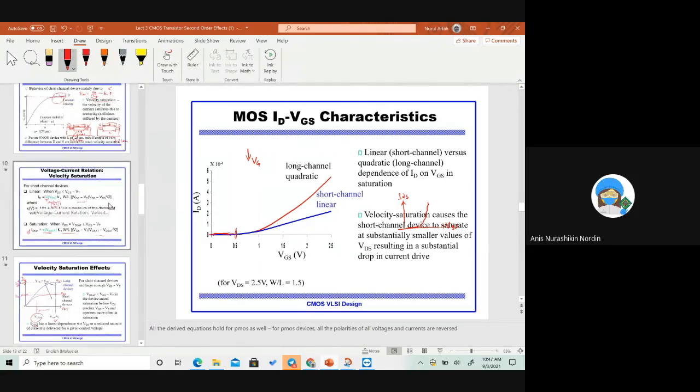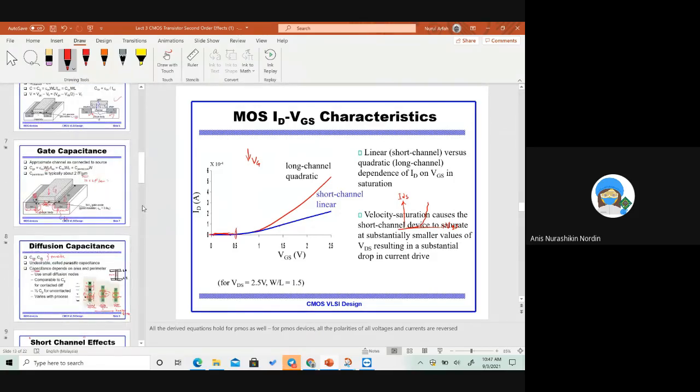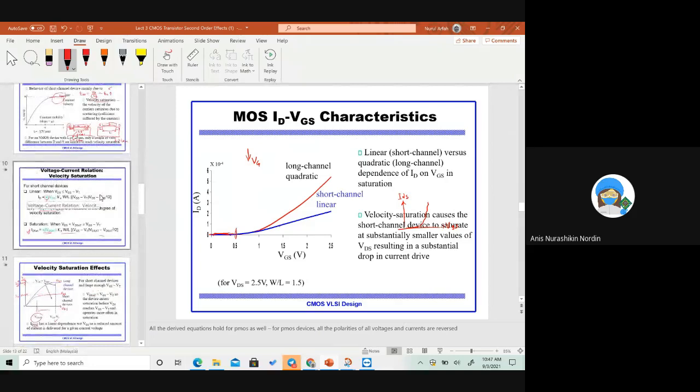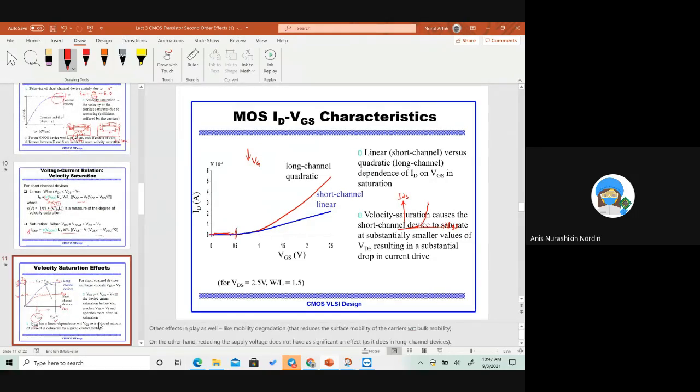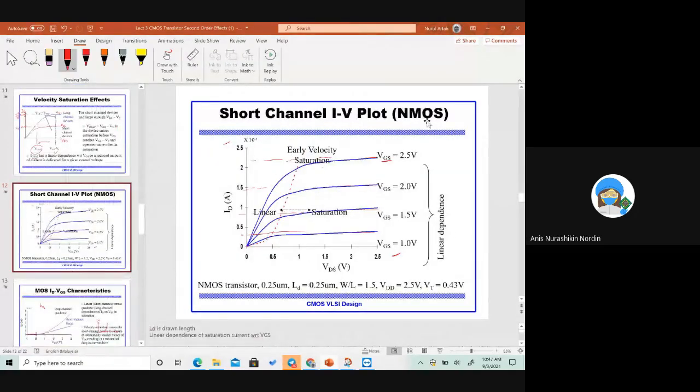Okay, short channel effect. Much voltage, current got lost. Yes, we lose current. That's correct, Aiman. The current is reduced because of the short channel. In the long channel, you have larger current. Okay, anybody else?